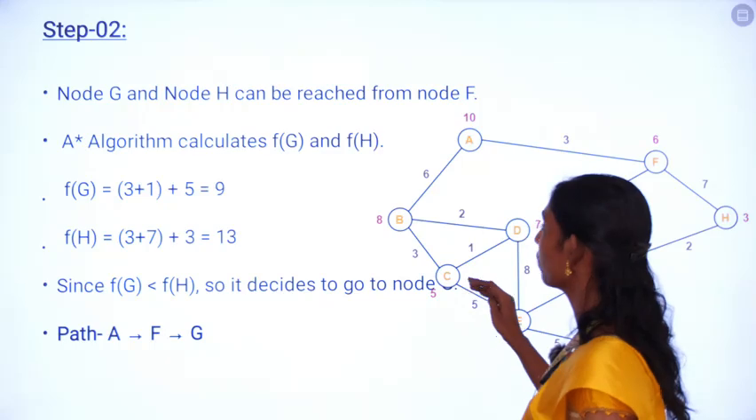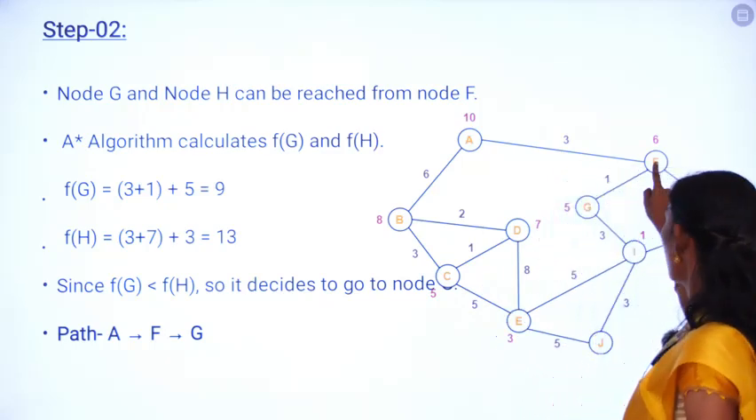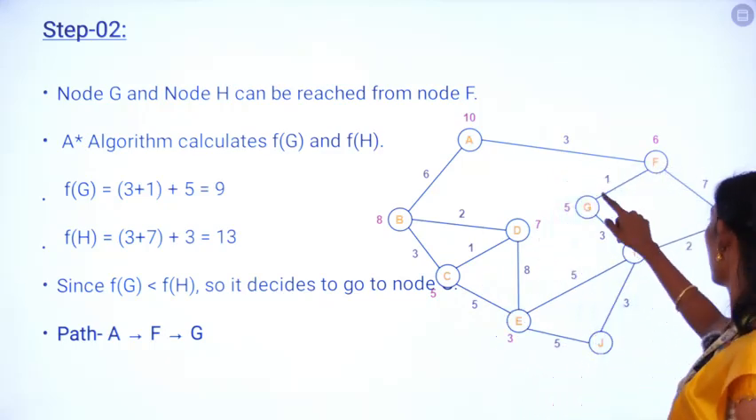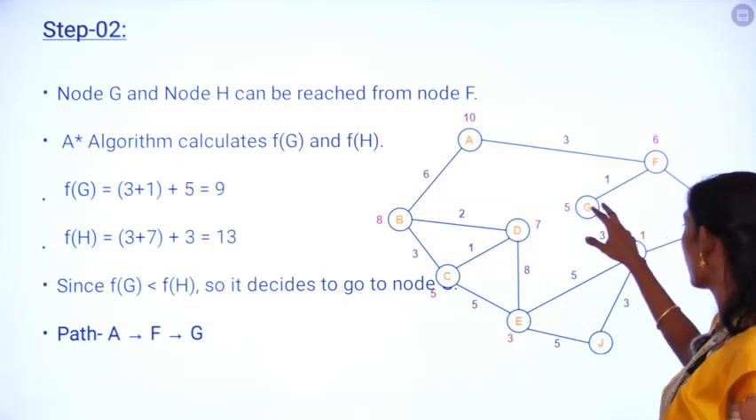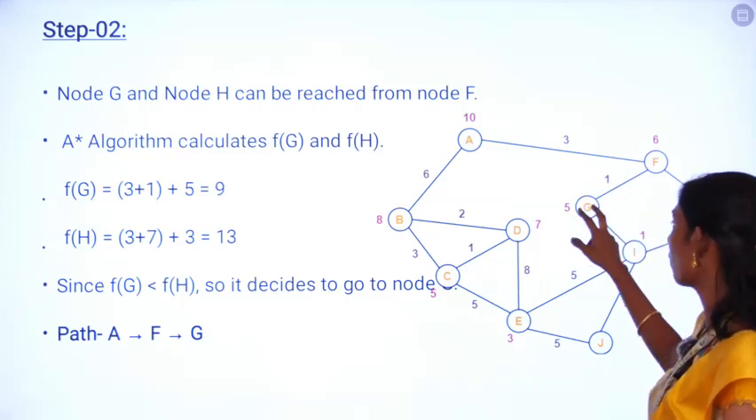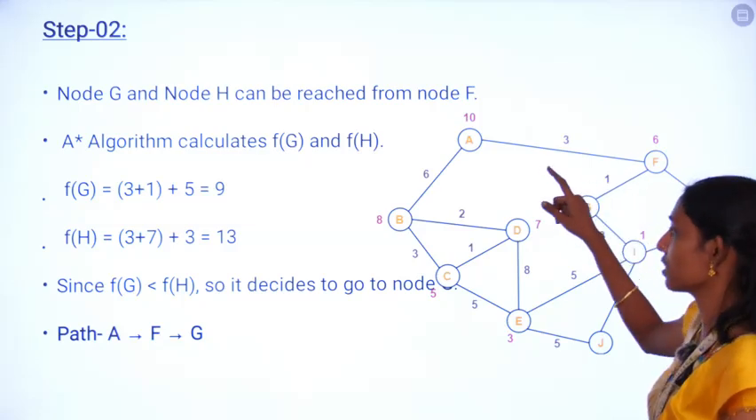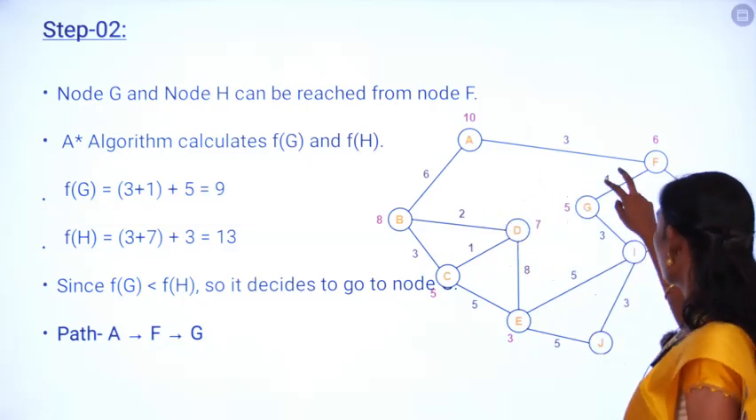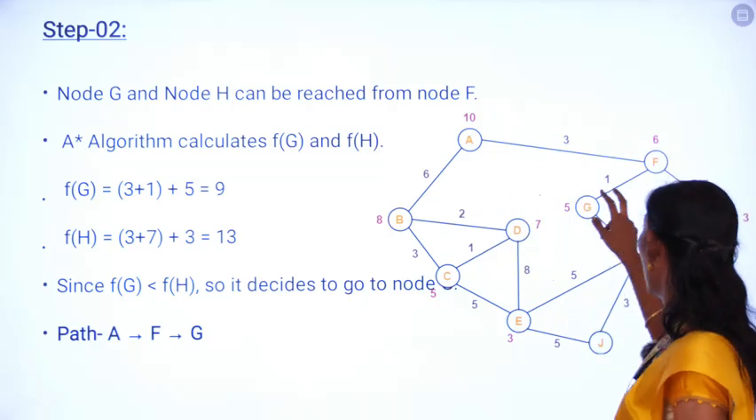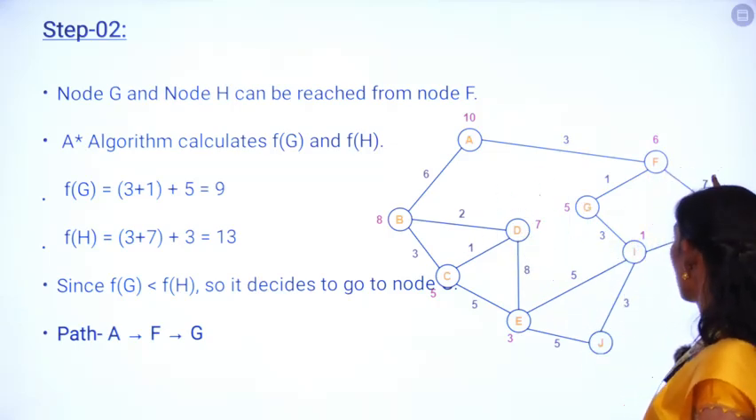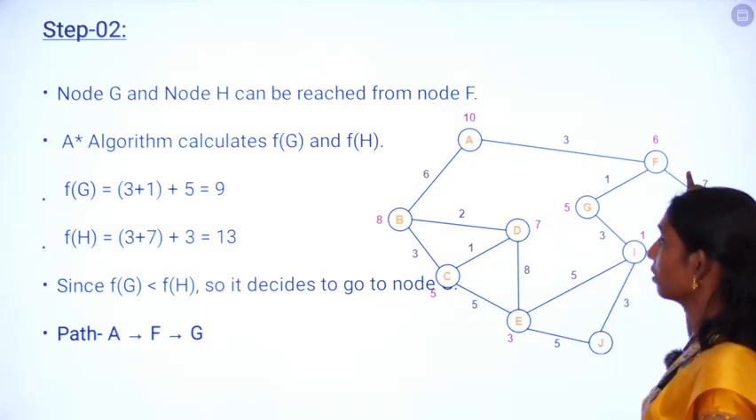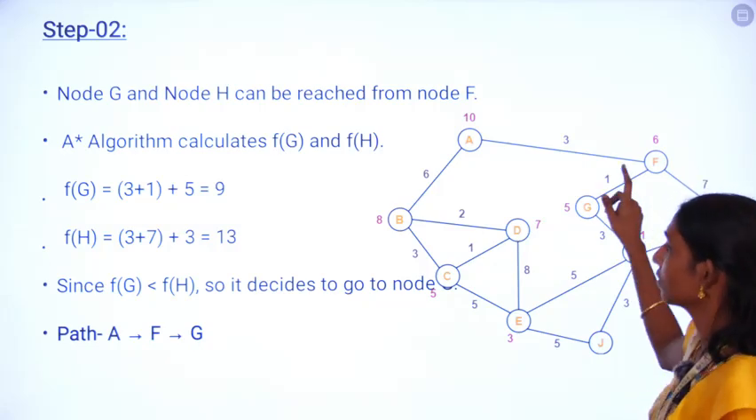Then after that we check from F to G and H. So f of G and f of H are calculated, where f of G is 3 plus 1 plus 5, that is 9, and f of H is 7 plus 3 plus 3, that is 13.